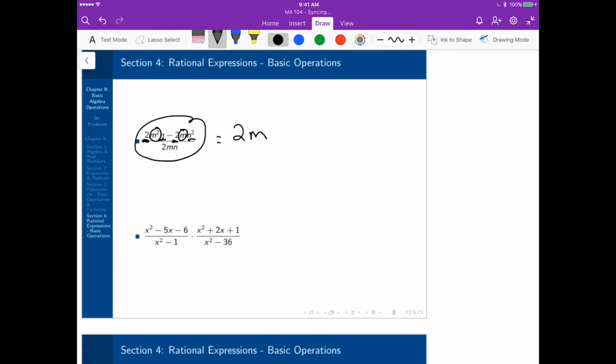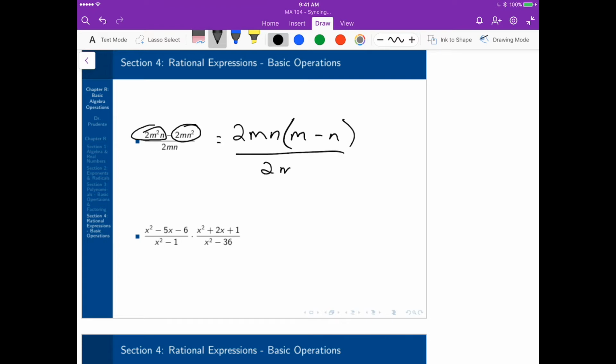And likewise, I have an n. Sorry, let me take some of the stuff out. I have one n and an n squared, so the only thing I can take out is one n. If I take all that out, a 2, an m, and an n, what do I have left here? Well, I just have one m. And if I take all of that stuff out here, I'm left with one n.